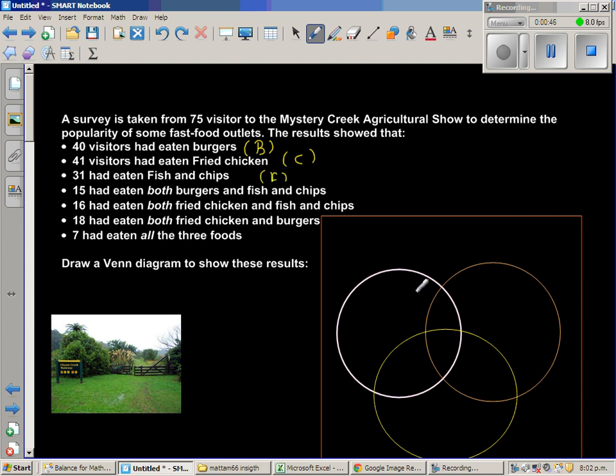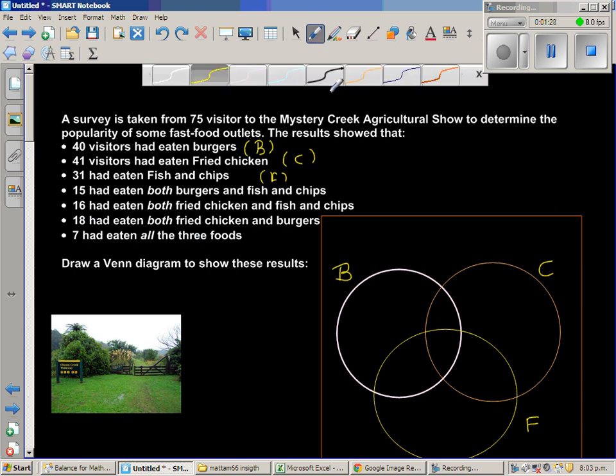So let us make three. These are three circles representing three types of people. So B for burgers, C for fried chicken or chicken, and this is for fish and chips, F for fish and chips. 15 ate both burgers and fish and chips. 16 ate both chicken and fish and chips. 18 ate both fried chicken and burgers, and 7 ate all the three foods.